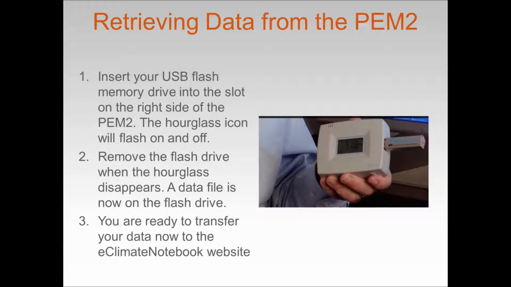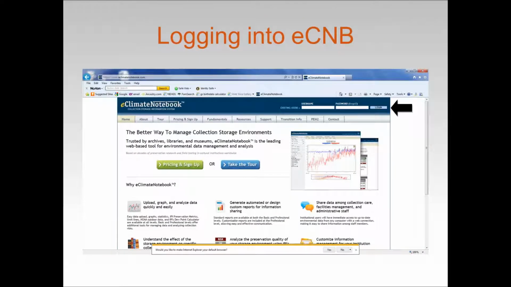Again, about a third of you who are participating in this program have already done this. You're up and running. But to retrieve the data, you're going to put the same flash drive back into the slot there on the right, and you'll see the hourglass icon flashing on and off. When the hourglass icon disappears, you're going to remove your flash drive, and your data file should be on there, and you're ready to transfer your data now to the eClimate Notebook website.